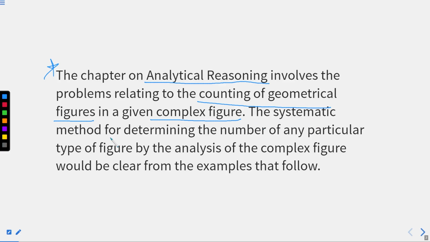The systematic method of determining the number of any particular type of figure by analyzing the complex figure follows in an example. I hope this part is clear. It will become clear with the help of the examples that we are going to discuss in this chapter. In total, we are going to discuss 5 major questions, followed by 5 other questions in which I explain the method and you have to find the answer by yourself. I hope this part is clear.